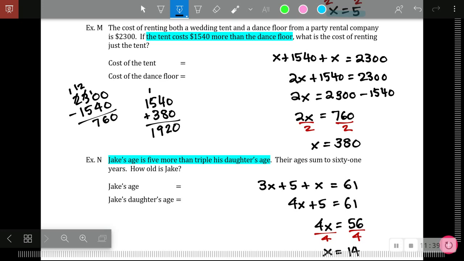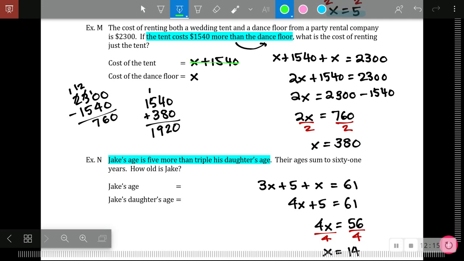Okay, the cost of renting both a wedding tent and a dance floor for a party rental company is $2,300 total. So it says if the tent costs $1,540 more than the dance floor, what's the cost of renting the tent? Okay, once more, you got than and dance floor following it, so you should put X on the dance floor amount. The other one is $1,540 more than that. Okay, and in the interest of time, I'll just tell you how to set up the top and show you how to finish the problem.